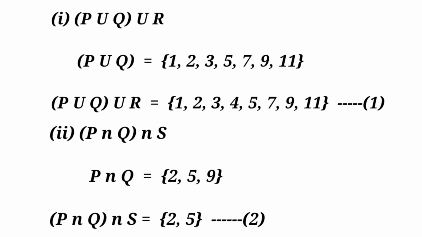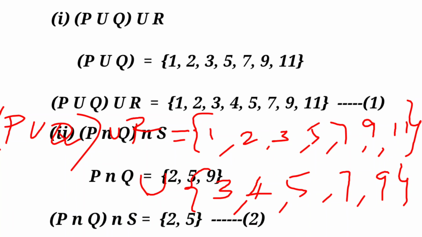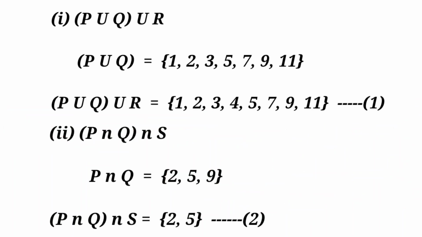Therefore P union Q is equal to {1, 2, 3, 5, 7, 9, 11}. That is P union Q. Then P union Q union R is equal to, first applying P union Q, {1, 2, 3, 5, 7, 9, 11} union R. Here R is equal to {3, 4, 5, 7, 9}. Therefore P union Q union R is equal to {1, 2, 3, 4, 5, 7, 9, 11}. That's all.